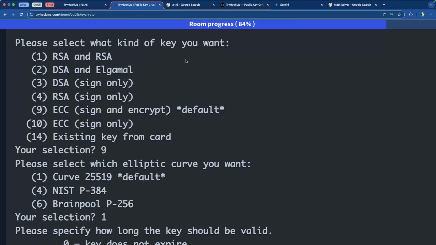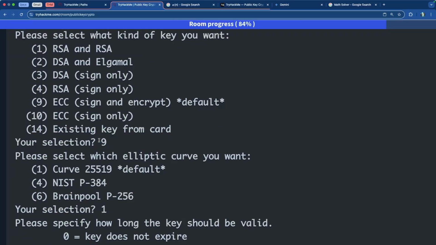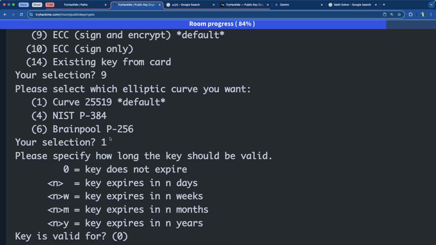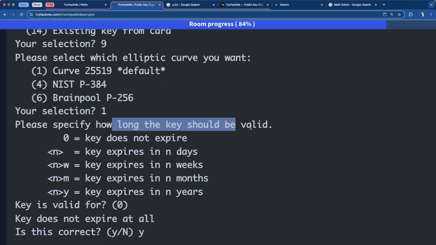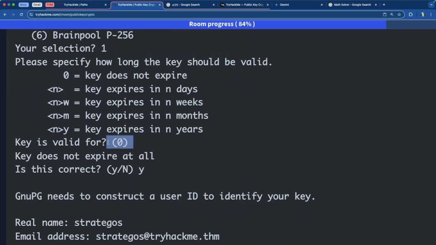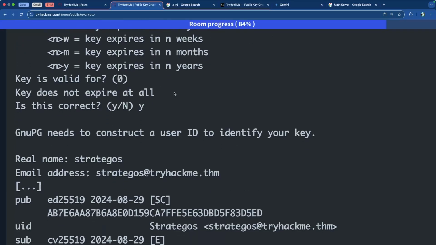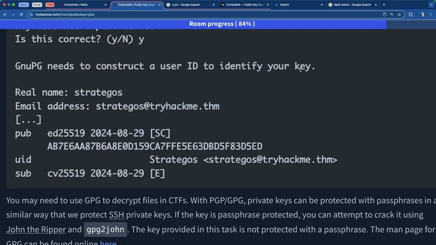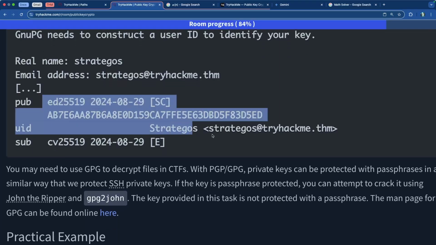Please select what kind of key you want, and then we selected 9, and then please select the elliptic curve you want, and then we selected 1, and specify how long it should be valid, and we did 0, which is the key does not expire. And then, are you sure you want to do that? Yes. And it needs to construct a user ID to identify this. So the user ID, the email address, and then the keys were generated.